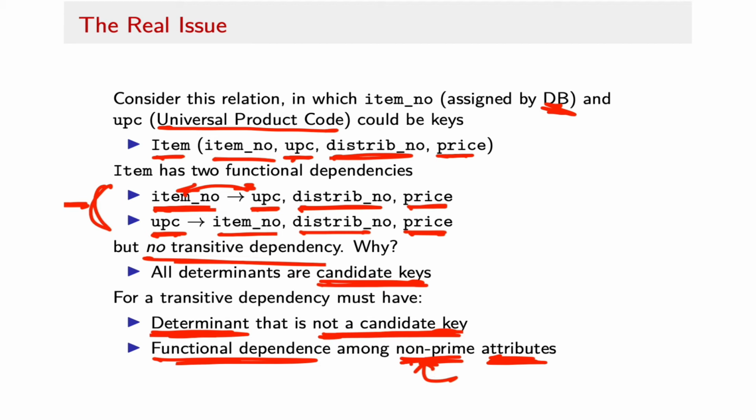In this case, these two functional dependencies don't satisfy that criterion because both of the left-hand sides of those functional dependencies are candidate keys for this relation. We can know that that's true because the item number is uniquely assigned by the database and the UPC number is uniquely assigned by some larger governing retail body. As I suggested, we're going to flesh this out a little more in the next talk in this series, about how to use functional dependencies to determine how to get from one normal form to the next higher normal form.